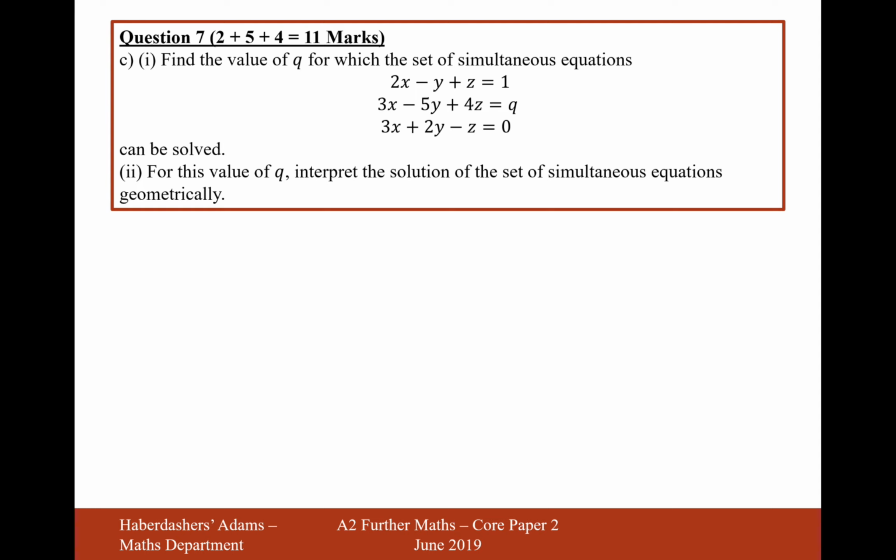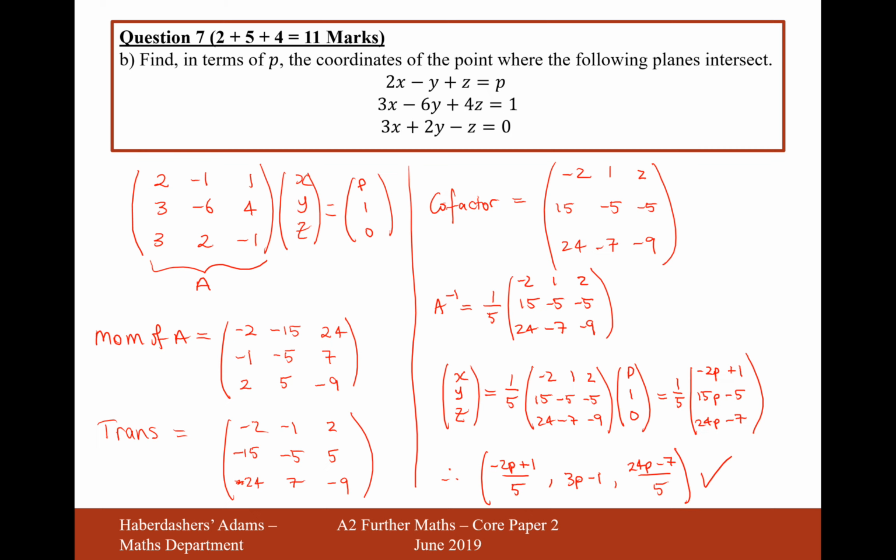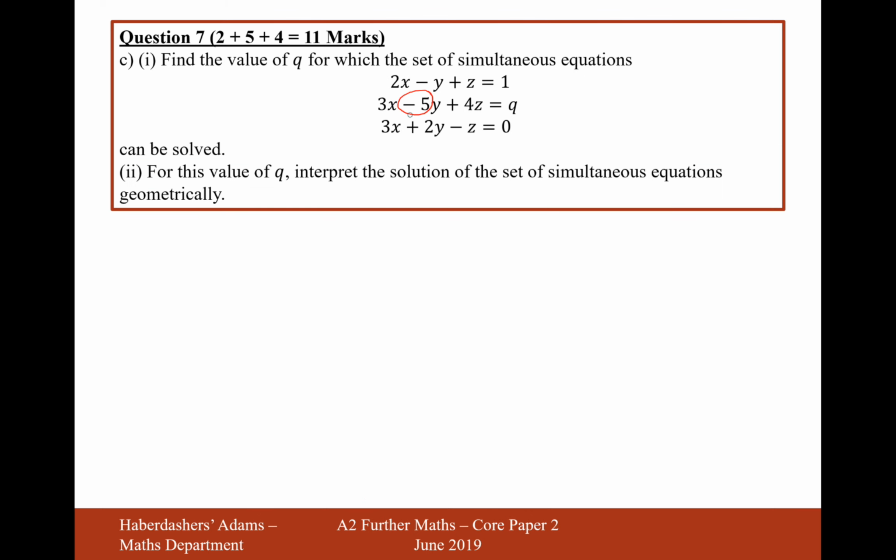And moving on to part C, part I is find the value of q for which the set of simultaneous equations here can be solved. Now what it means by can be solved is that in this case, where we have k equals minus 5 from before, if we look back at our matrix, we said that k could not equal 5, so there's no chance of making an inverse out of this matrix. What it means is that these three planes are going to intersect along the same line, or in fact this is going to make a sheaf.